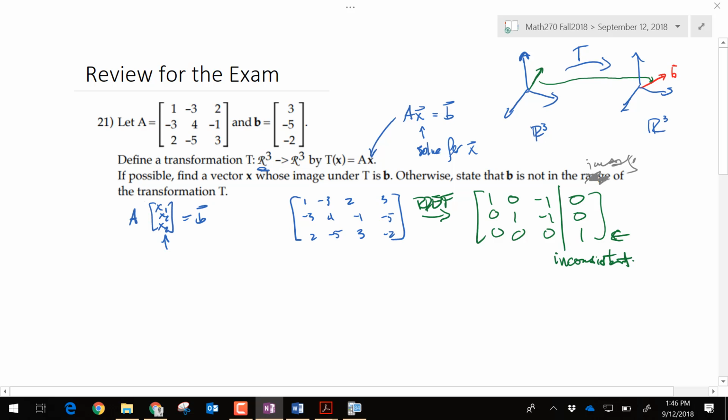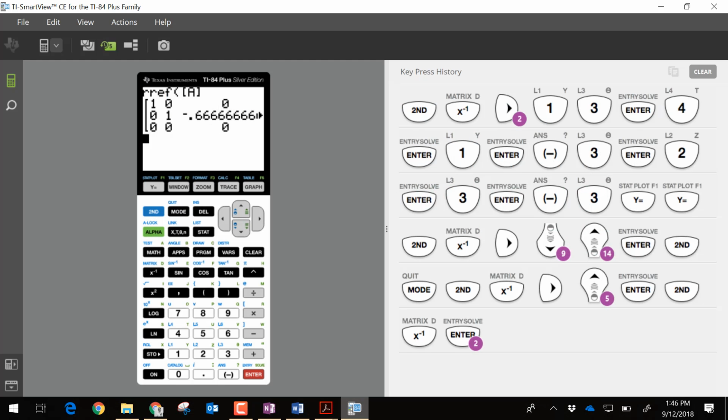To call on the matrix, you hit names. Just go to the names and then click on the matrix that you want to RREF.